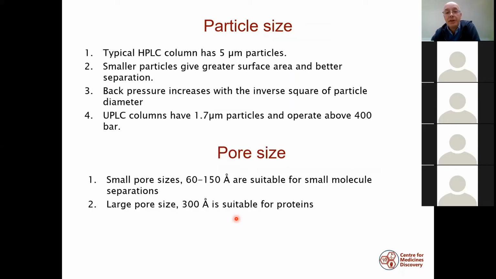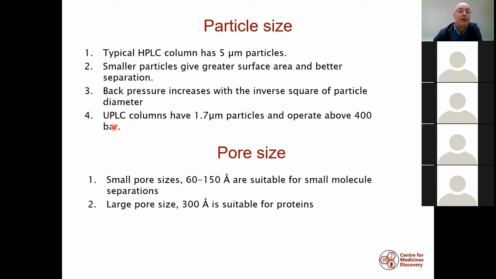Particle size has a bearing as well. So a typical HPLC column particle size would be about 5 microns. You can get smaller particles, so there are columns which have smaller particles. They will have a greater surface area and give you better separation. However, the smaller the particle, the greater the back pressure. So the back pressure increases with the inverse of the particle diameter.